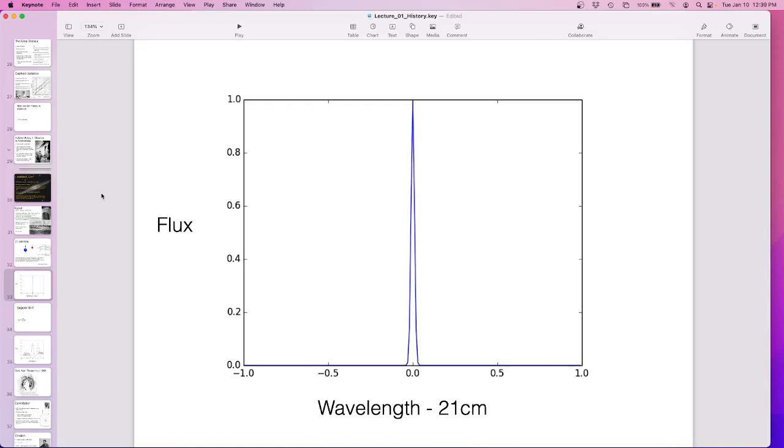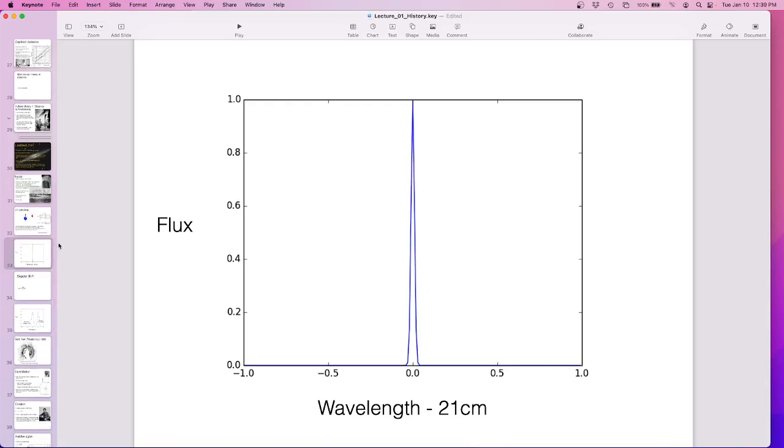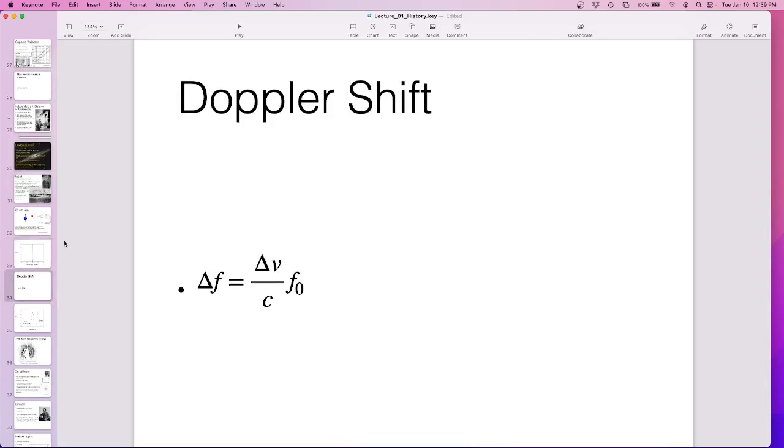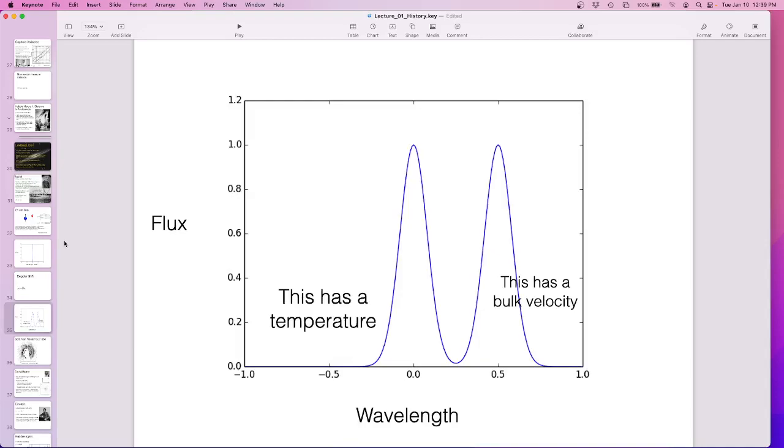Now if the thing is moving, we have a Doppler shift, delta f, that's proportional to the velocity, delta v over c times f. So this is just the fractional change in frequency is the fractional change in velocity relative to the speed of light. So I can use that to measure how the stuff is moving.